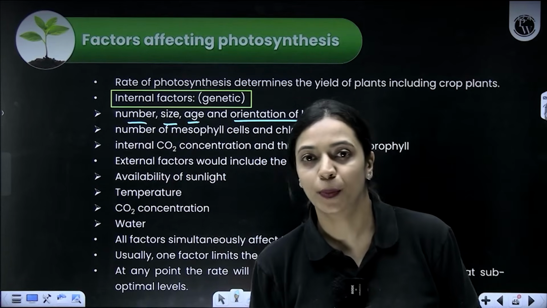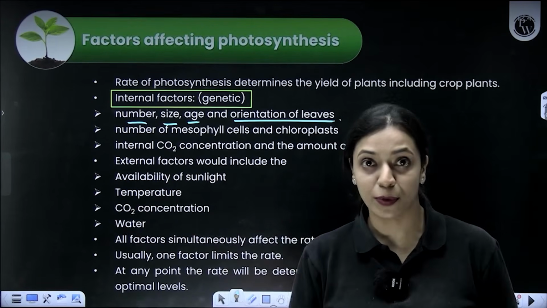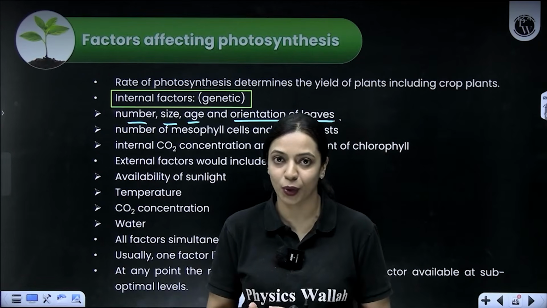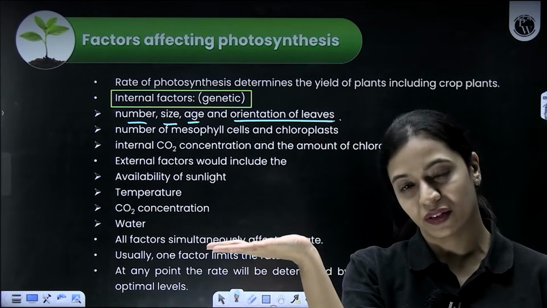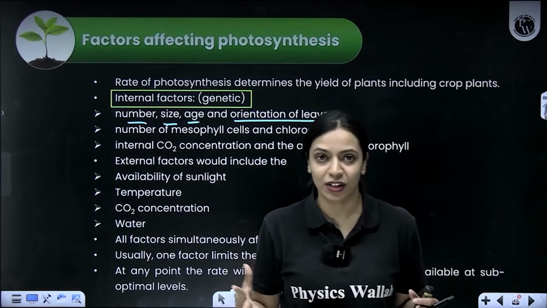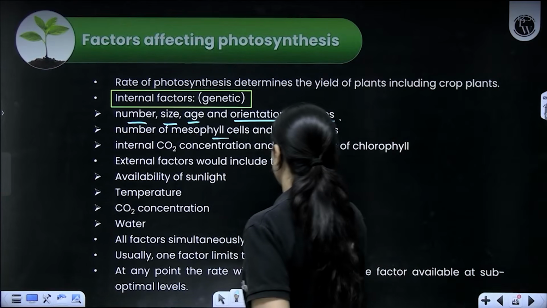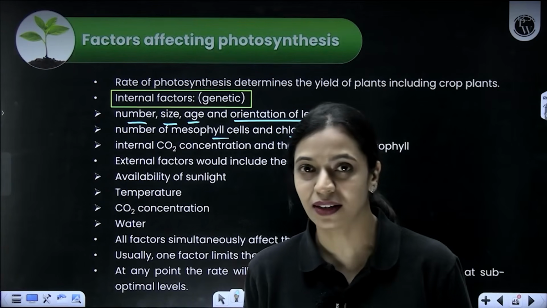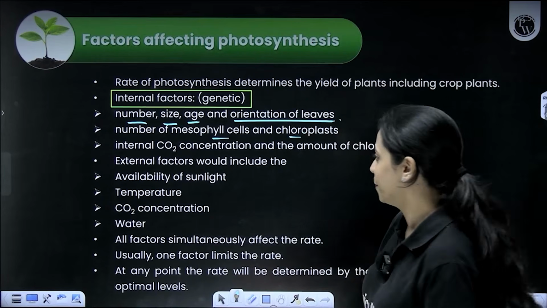You can't expect a mango plant to produce leaves like a banana leaf, right? So it depends on the type of genes present in the plant what the shape of the leaves will be, how expanded the leaf can grow, what orientation the leaves will be. Will they be kind of horizontal, vertical like this, or will they be fully exposed to sunlight? How many leaves are present inside a plant? Age of the leaves, all of these are under genetic control. Number of mesophyll cells and chloroplasts, this also is under genetic control. Of course, if more mesophyll cells are there, more chloroplasts are present. Obviously, it's better for the plant. With respect to photosynthesis, the rate will be high.